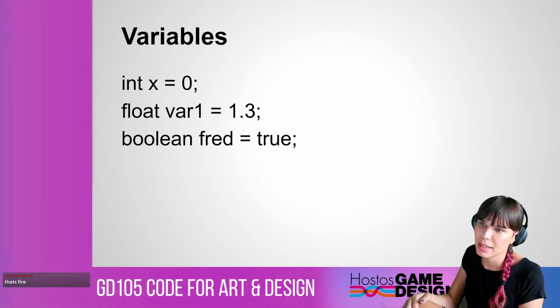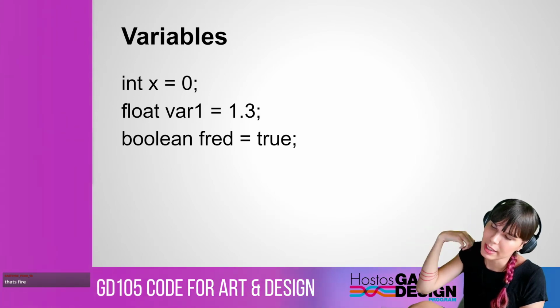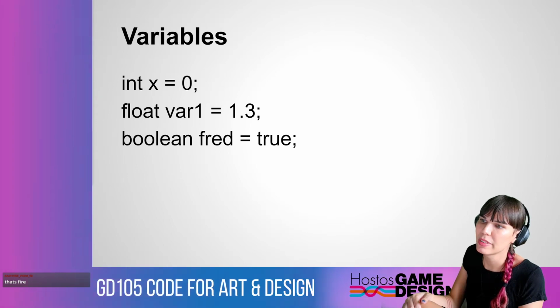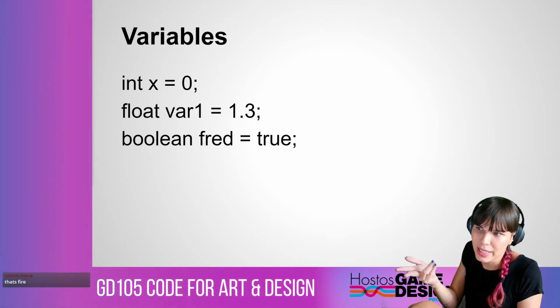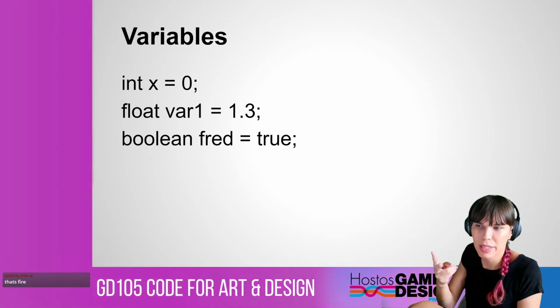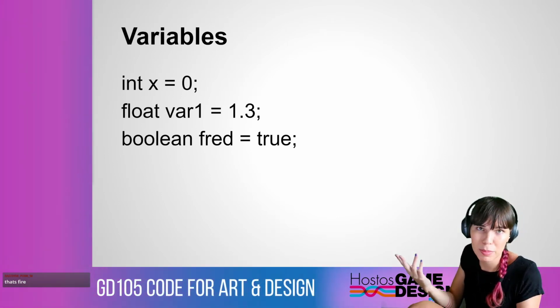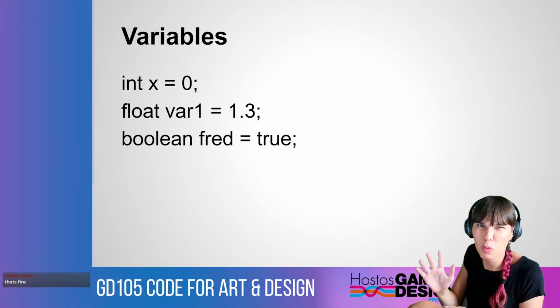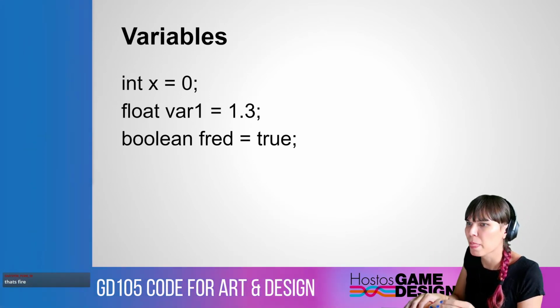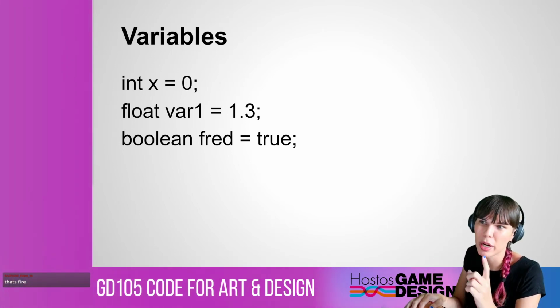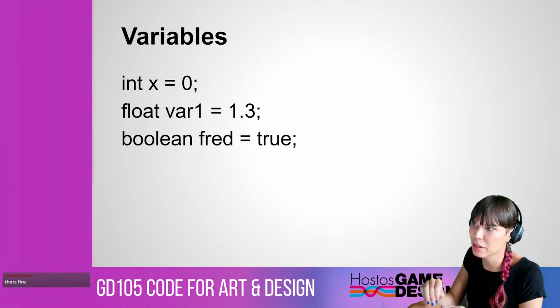0. And then in the case of the float, declare a new variable of the type float, meaning like a decimal number, give it the name var1, and then give it an initial value of 1.3. And then Boolean, so Boolean again, true or false, it can only be one or the other. Give it a name of Fred. It's arbitrary, so you can name it whatever you want. There are some exceptions, but and then give it a value of true. So Boolean can only be true or false. You can't make it like 1 or 2 or something. It can only be true or false.